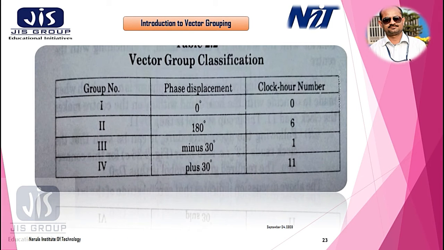So we have seen in our last class the different groups, and we have already discussed group number 1. Today we will discuss the rest of the 3 groups: that is 180-degree phase displacement, which is 6 position in the clock; minus 30-degree, 1 position in the clock; and plus 30-degree, that is the leading position, 11 position in the clock.